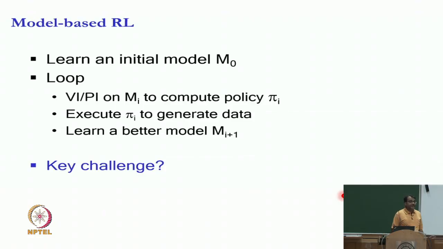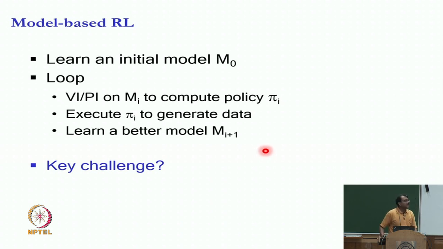So now model based RL is going to be very simple. It is exactly how it was in model based policy evaluation. The idea is that you have some initial model M naught. So this is my MDP. I have some transition function initially, it could be uniform or whatever, I have some reward function, and then I will be looping as follows. I do value iteration or policy iteration on M_i, that gives me policy pi_i, then I execute pi_i to generate more data. Now I generate more data, so I learn a better model M_{i+1} and I repeat.